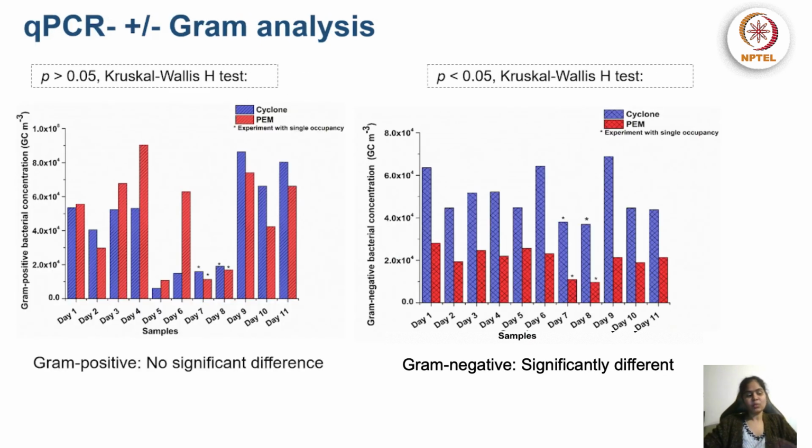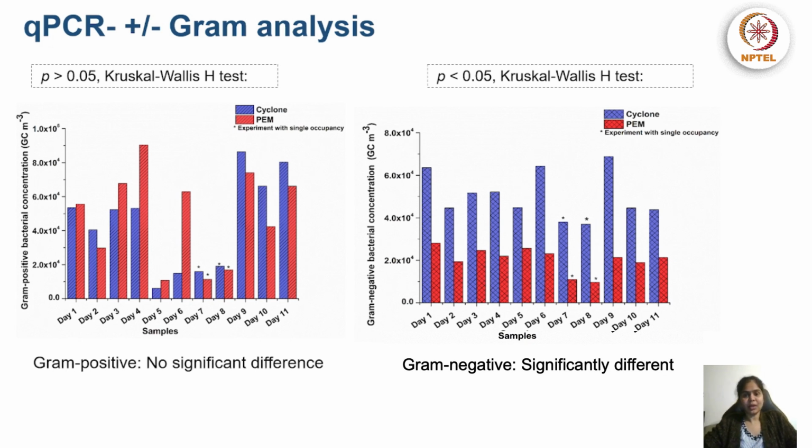Now we have done the quantification, and based on the quantification, we can conclude that the cyclone sampler had a better performance than the PEM sampler. So next, we wanted to see how the samplers work for composition. Our idea is not only to know how much concentration is there, but to see what different species are there.